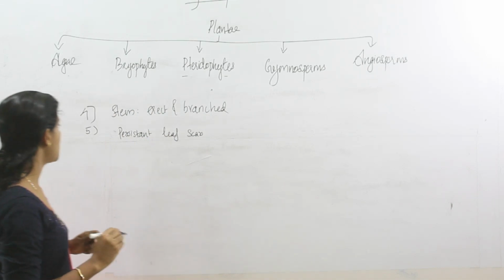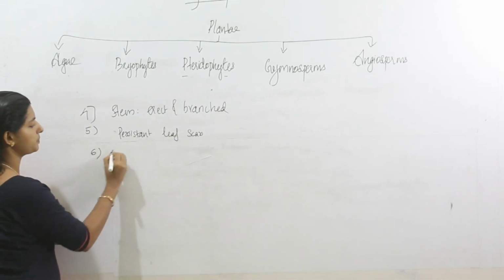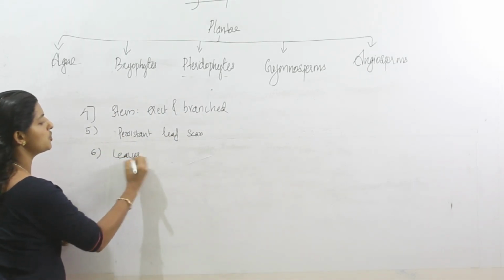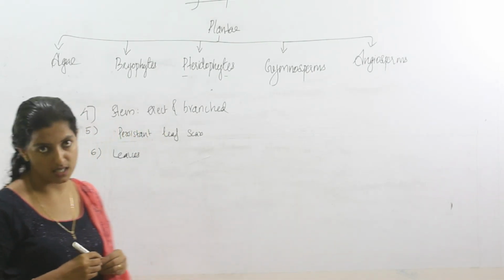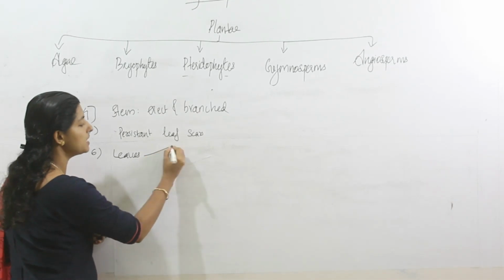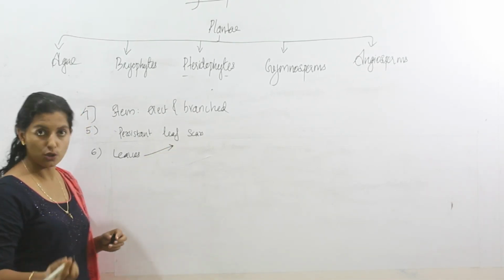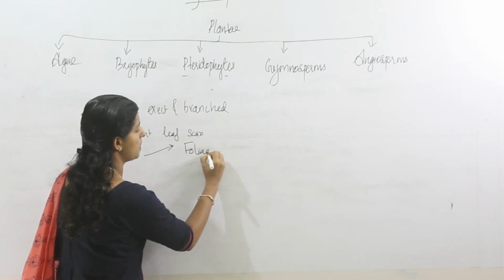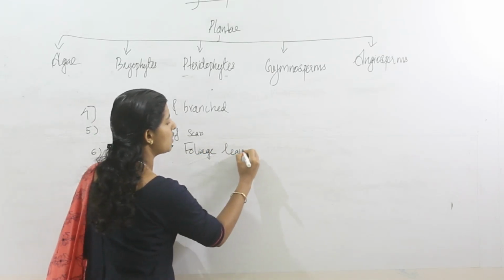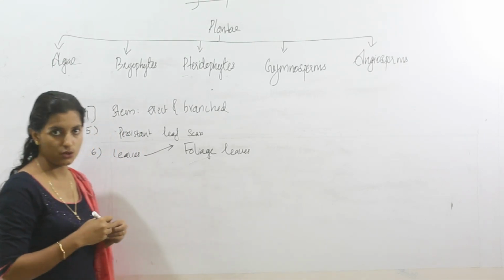Then we are moving to leaves. The gymnosperms show dimorphic leaves. That means two types of leaves are present in gymnosperms. The first type is the normal green colored foliage leaves. The foliage leaves have a photosynthetic function as usual.